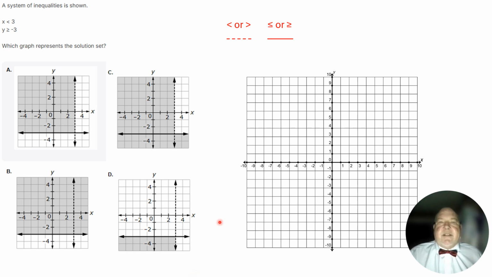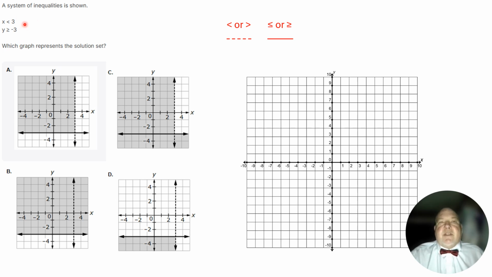So we're given a system of inequalities here. That just means I have more than one inequality. And they're wanting to know what the graph of this looks like. If you can graph an equation, you can graph an inequality because it's almost the same thing.